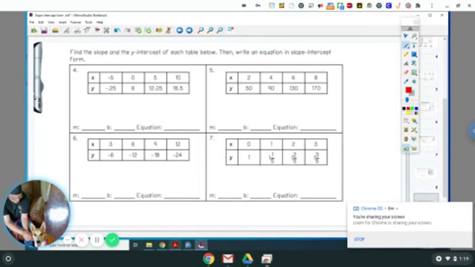Okay, so now what we're going to do is find the slope and the y-intercept from these tables below. Sometimes they'll give you the y-intercept just in the table. If not, I'm going to show you how to find that. So here we have number 4.